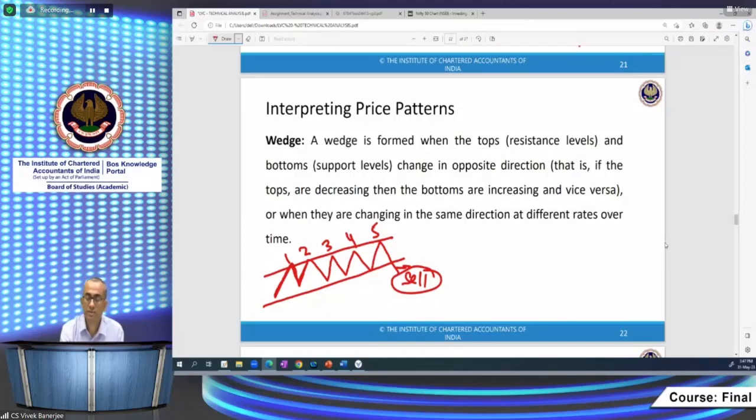So whenever it breaches the previous level, what does it indicate? It indicates that the prices will come down further.